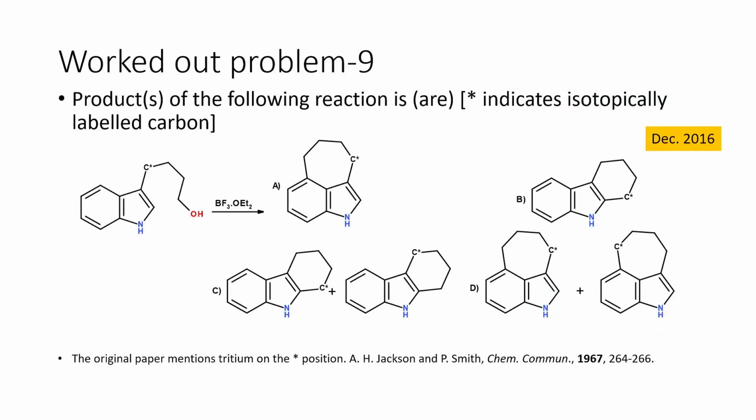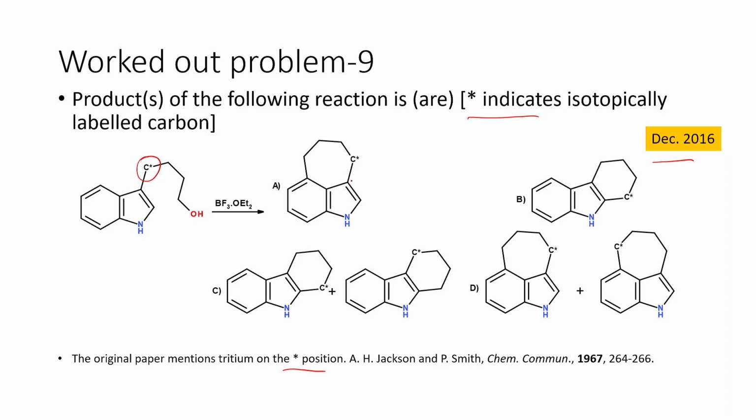Let us move on to the next problem. The products of the following reaction are either is or are. The star indicates isotopically labeled carbon, and this question was asked in December 2016. In fact, if you look at this particular problem, the original paper on which this reaction was mentioned uses tritium on this labeled carbon. It is not the carbon which is labeled, it is basically the tritium on that carbon that is labeled.